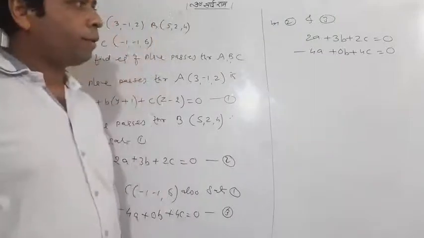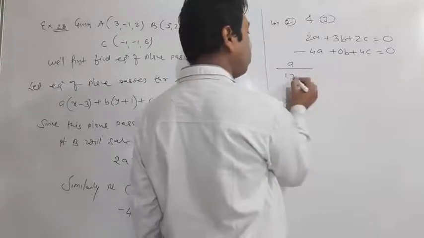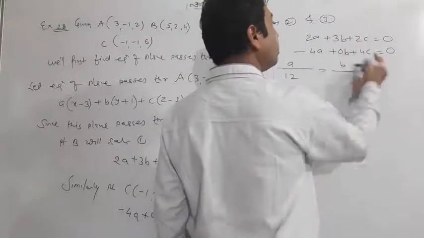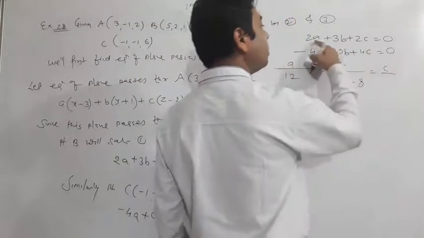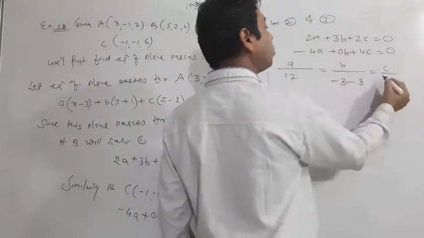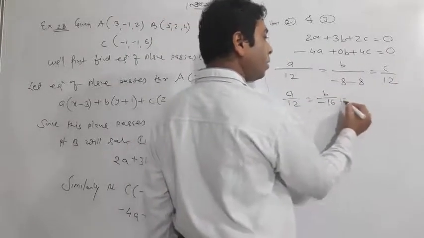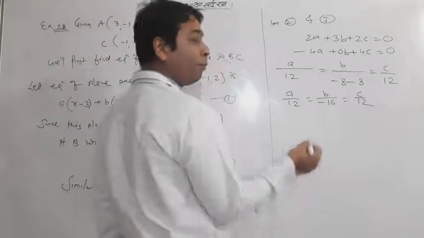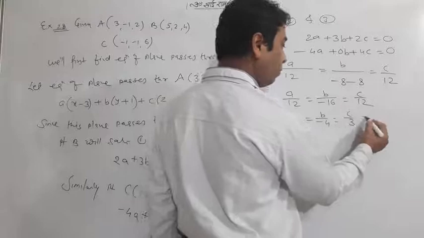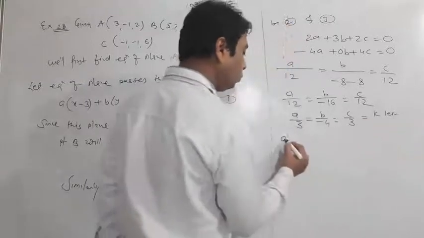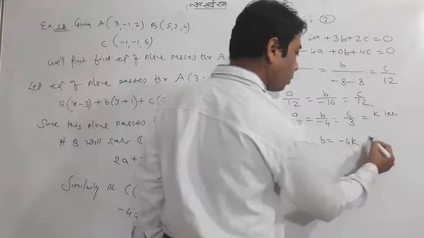Now can we cross multiply? Use the cross multiplication method. For a, 3 4s are 12, 0 into this is 0. For b, 2 4s are 8, minus 4 2s are 8. For c, this is 0 and this is minus 4, so 12. So we have a upon 12, b upon minus 16, c upon 12. We can reduce it by dividing by 4: 4 3s are 12, 4 4s are 16, 4 3s are 12, and we call it k. So a equals 3k, b equals minus 4k, c equals 3k.